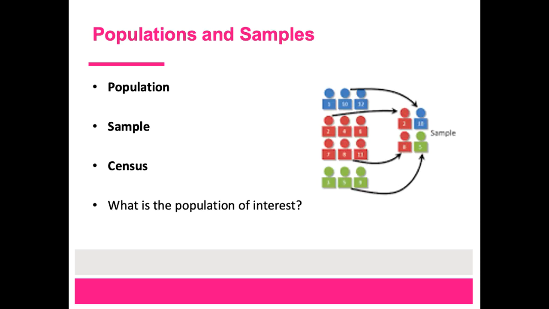Anyway, so populations and samples, right? So the sample comes from that population. Hopefully it looks like it. In this example here, pictorially, you see that there's some sort of equal representation randomly, hopefully, happening there, right?